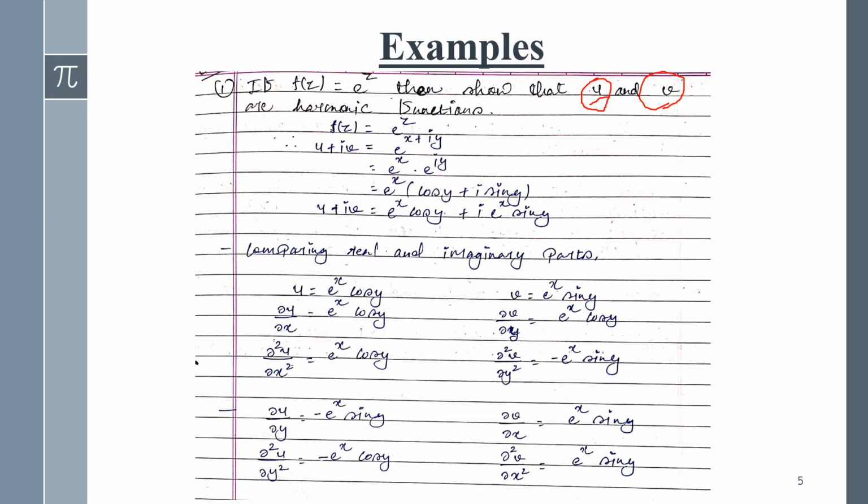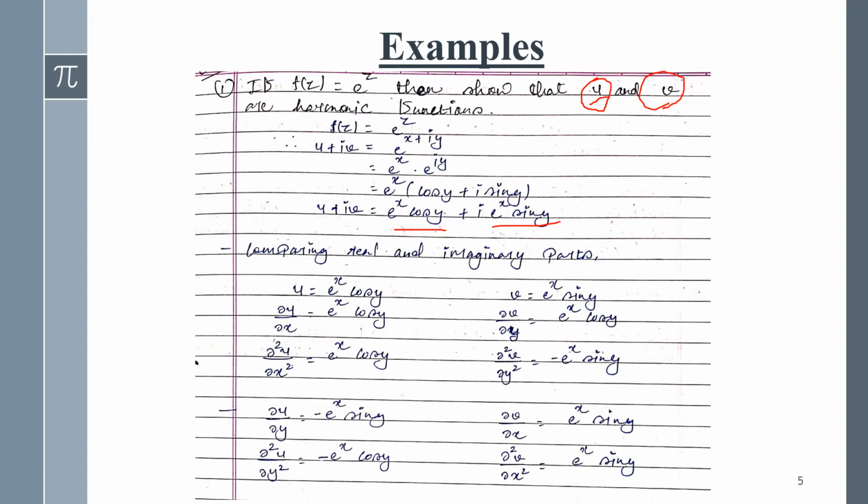Now opening this bracket, you get e raised to x into cos y plus i into e raised to x into sin y. So this is your real part and this is your imaginary part. And now from this u and v you can definitely find the first and second derivatives for u as well as for the v function. So I am finding here u with respect to x, and again one more derivative: ux, uxx, and here vy, vyy.